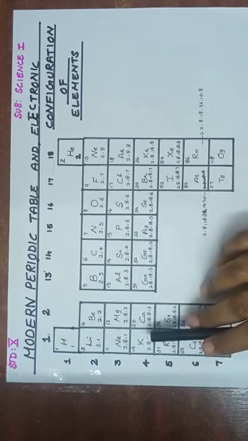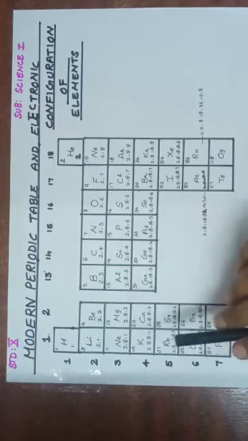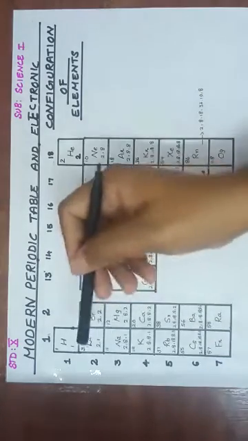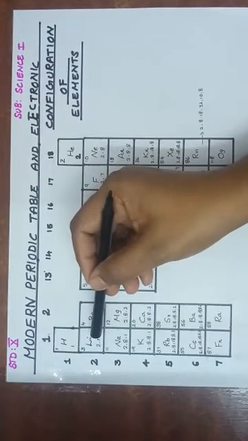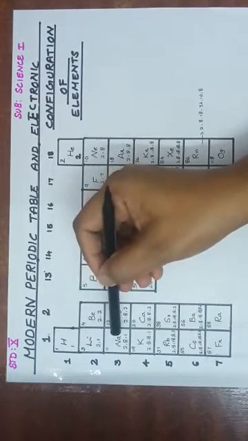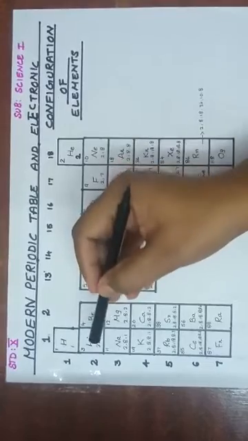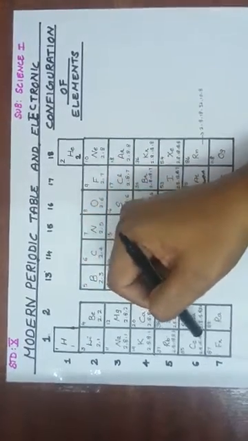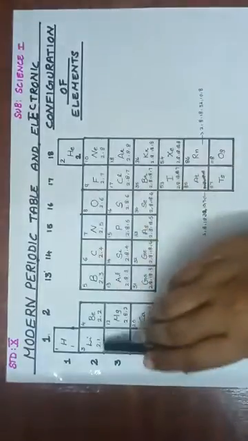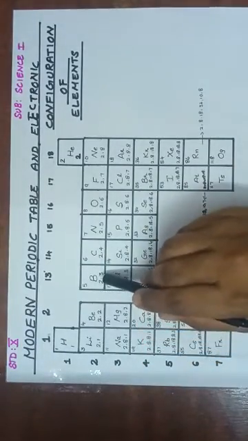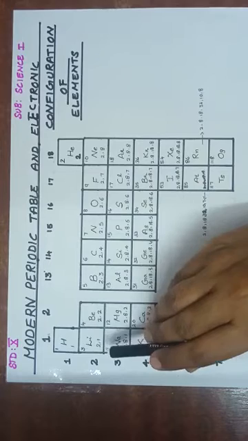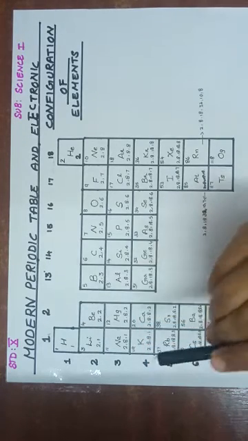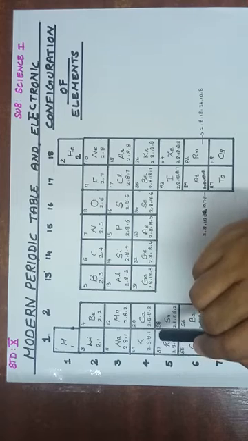So the relationship between the modern periodic table and the electronic configuration, this is how we can generalize: the valence electrons show in which group the element is, and all the elements in the same group have the same number of valence electrons. The number of shells represents the period to which that element belongs. Hope you all have understood. Thank you.